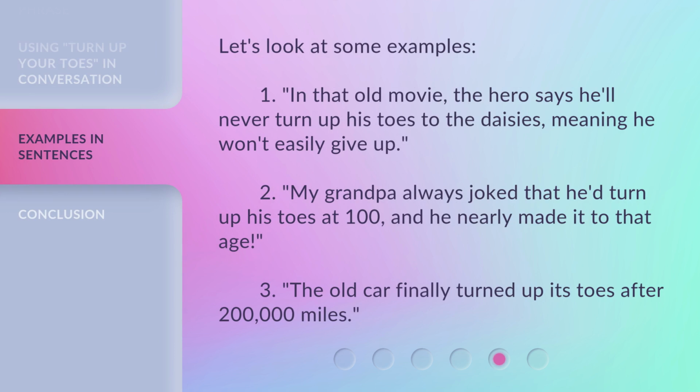Let's look at some examples. One: In that old movie, the hero says he'll never turn up his toes to the daisies, meaning he won't easily give up. Two: My grandpa always joked that he'd turn up his toes at 100, and he nearly made it to that age. Three: The old car finally turned up its toes after 200,000 miles.